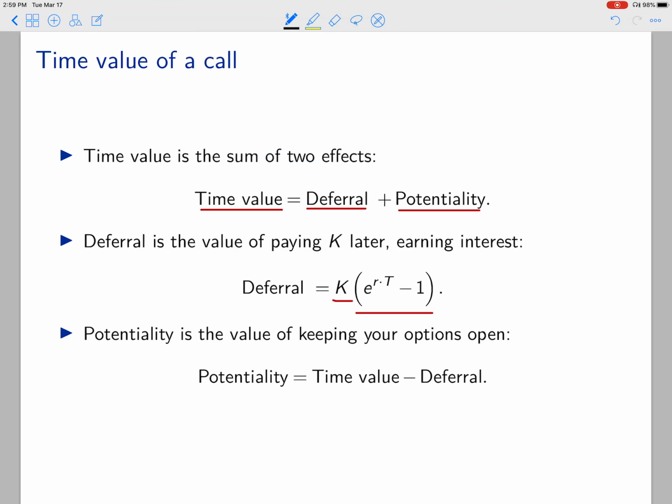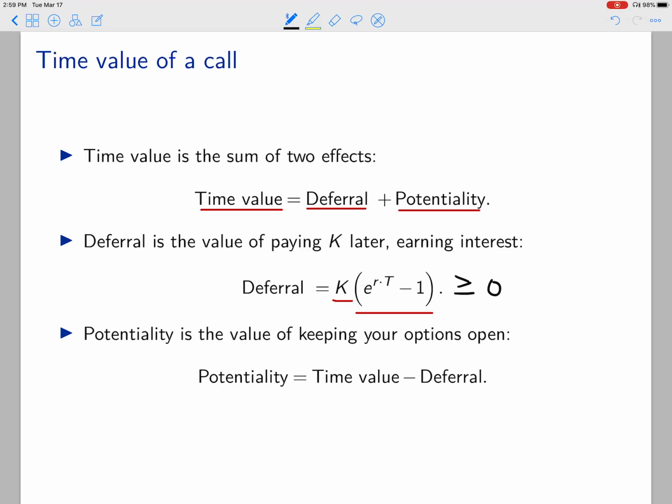Note that this quantity is usually strictly greater than 0, but it's always weakly greater than 0 as long as the interest rate is positive. Okay? Deferring payment is beneficial to the call because you push that payment to the future at the same value you've agreed upon today. So what about potentiality, the second part of time value?